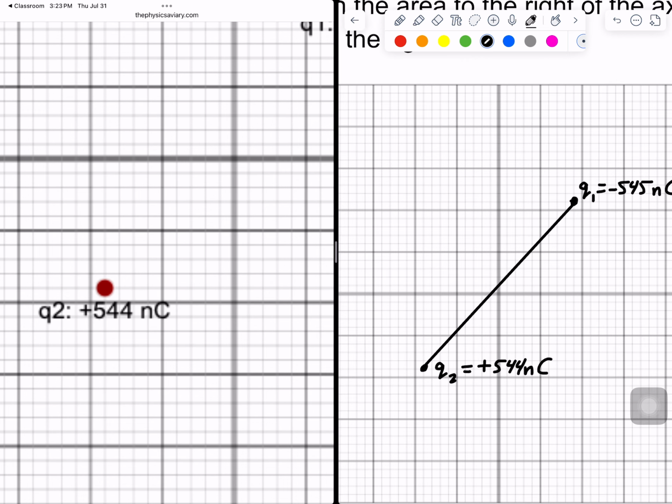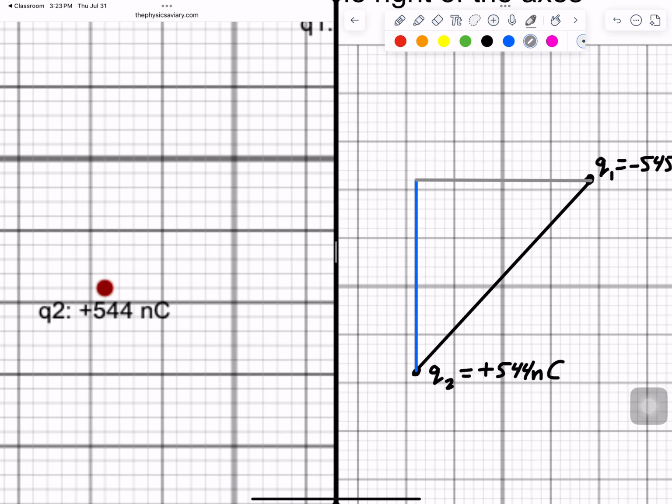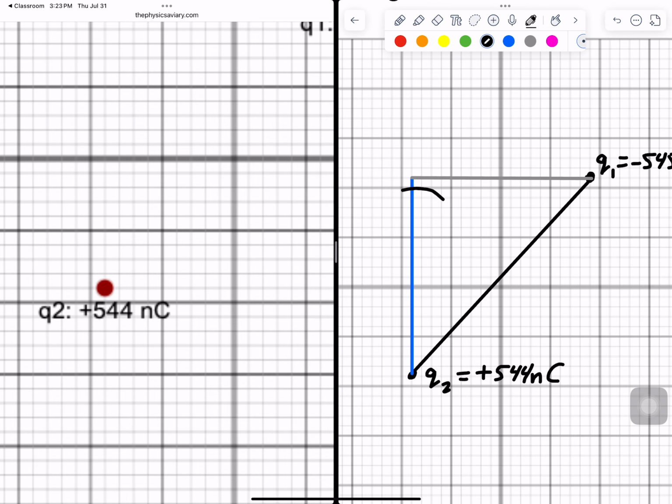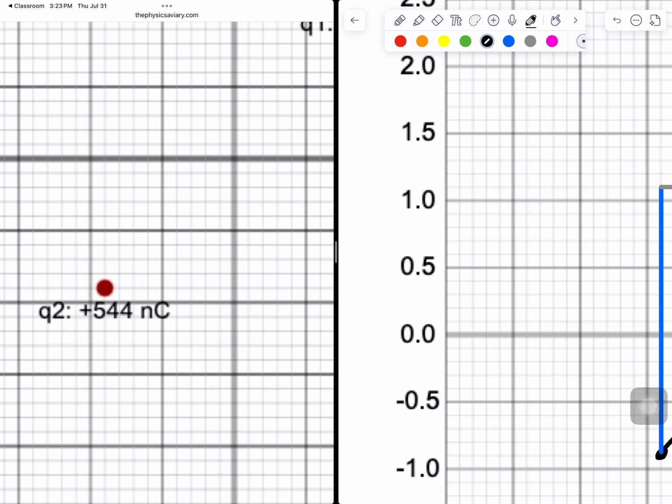Then we need to essentially draw a triangle that goes from here up and over. And we're essentially going to use the Pythagorean theorem. It's the blue line squared plus the gray line squared equals the black line squared. That's ultimately how we're going to find the distance. I know that all the major boxes are half a meter, and all the minor ones, the little tiny boxes, are 0.1 meters.